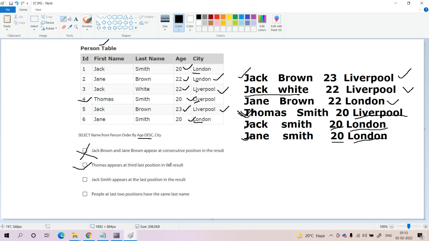So we are unable to decide that Jack Smith will appear at the last position in the result. So that is not at all a correct option. What about the last option? People at last 2 positions have the same last name.